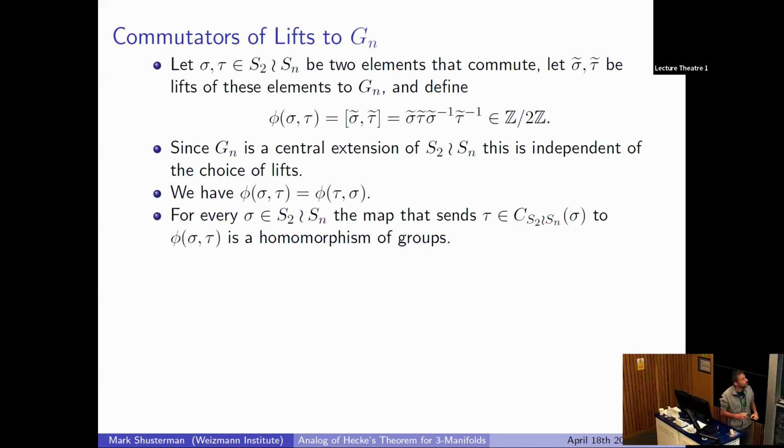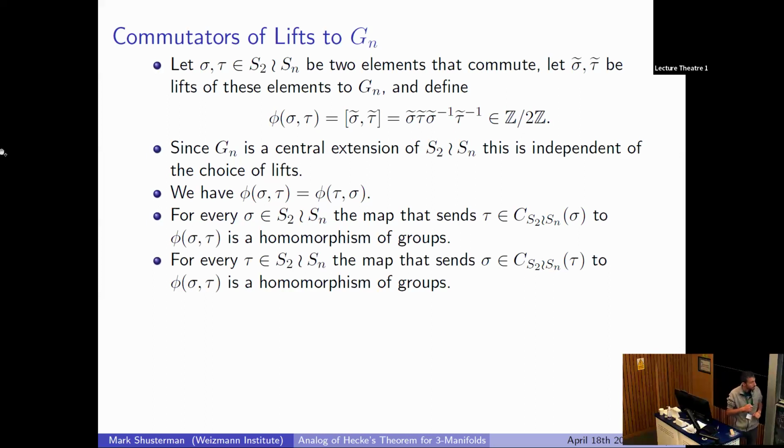Pretty simple exercise. And then you check that if you fix sigma, the map which sends tau to this lifted commutator is a homomorphism in tau. It's just a simple computation. And then because it does not depend on the order in which you plug in sigma and tau, you can also show that it's a homomorphism in the second variable.